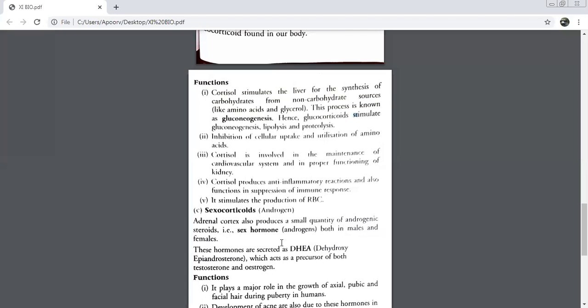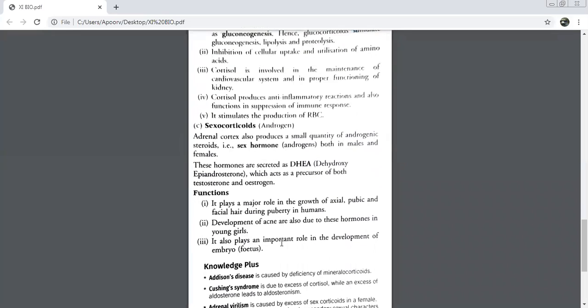So which is the third and last kind of corticoid we have done, which is produced by the adrenal cortex? Sexocorticoids. These hormones are secreted as DHEA. Can you tell me the full form? Dehydroxyepiandrosterone. They act as a precursor for which two sex hormones? Testosterone and estrogen.